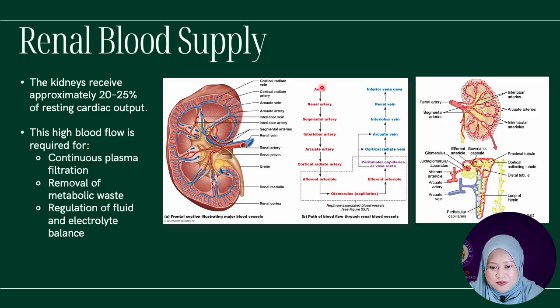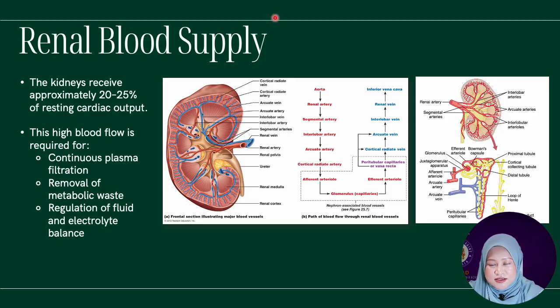So blood leaves the abdominal aorta and enters the kidney through the renal artery. And inside the kidney, the renal artery branches into segmental arteries and then into interlobar arteries, which run between the renal pyramids. And then these branch into arcuate arteries, which arch along the boundary between the cortex and medulla. From the arcuate arteries, smaller cortical arteries extend into the cortex.